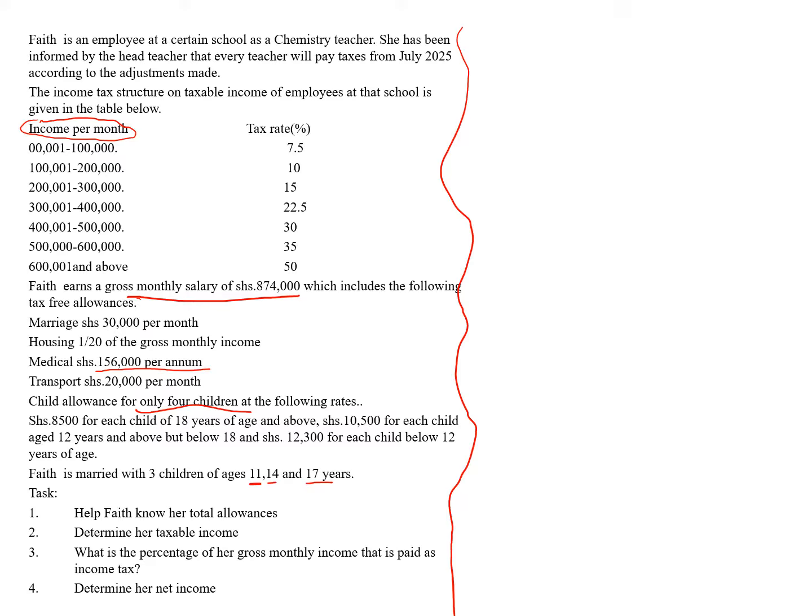Maybe still on that note, I may ask, what if the month is June? What if the month is September? Now I would like to know the income that will be paid as tax. And I will need to ask myself, what if there is a lunch allowance for maybe 5,000 every day?